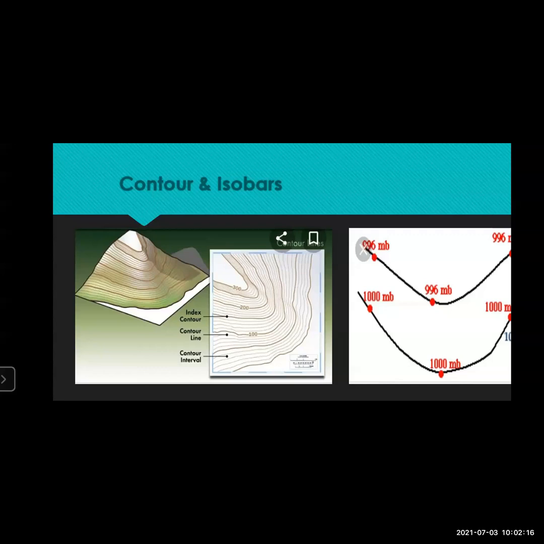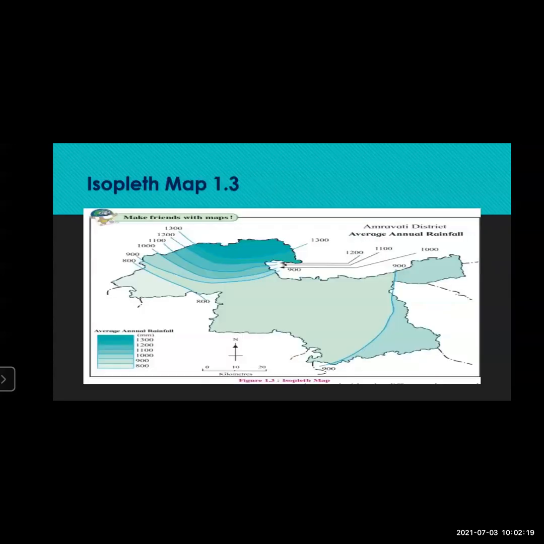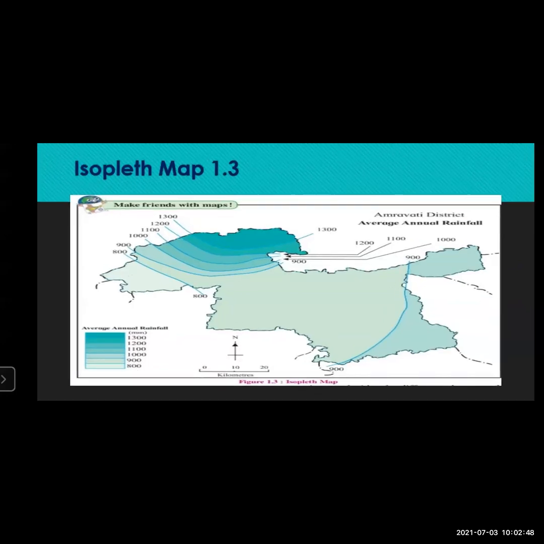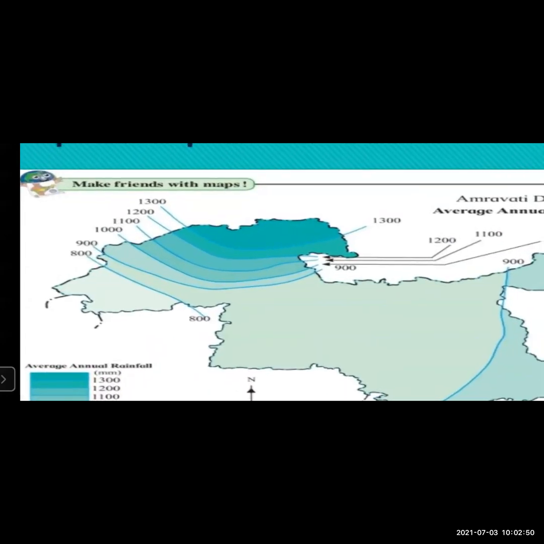Now let's move to the slide. Now this is your isopleth map of 1.3, that is page number 4. Now we are moving towards the new method, that is an isopleth method. When the distribution of variable is continuous, the isopleth method is used. Now when the distribution of the variable is continuous, means the same variable is given for a long period or a long area.